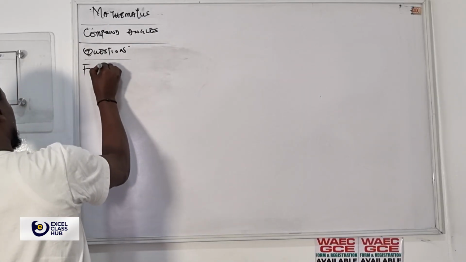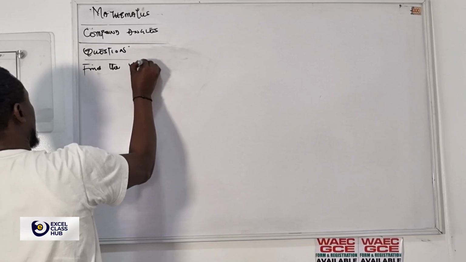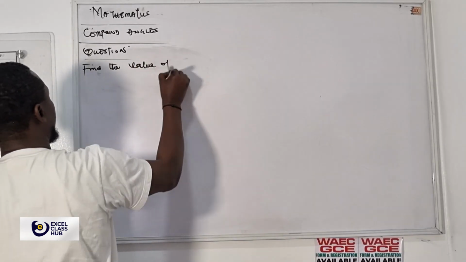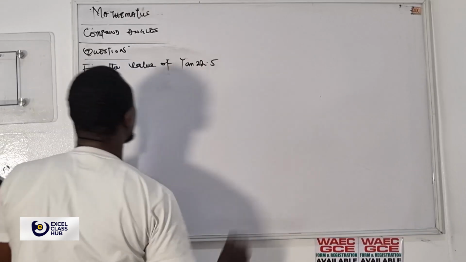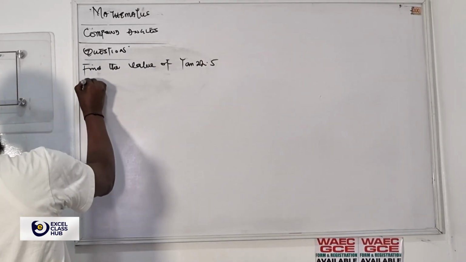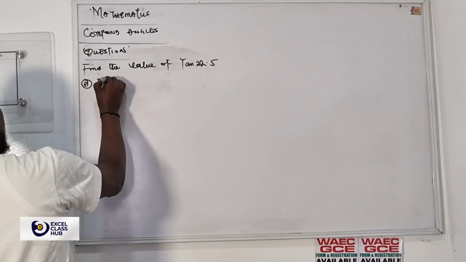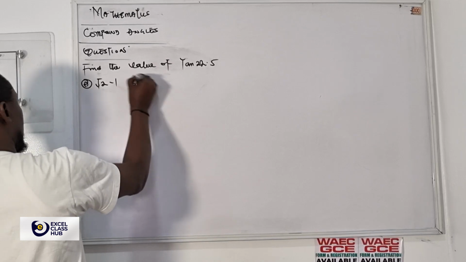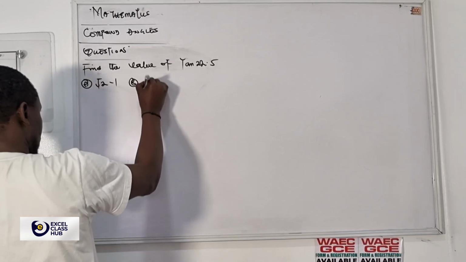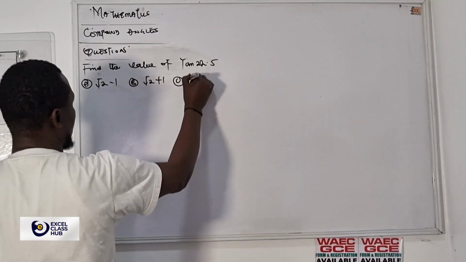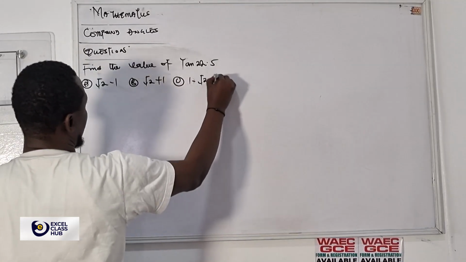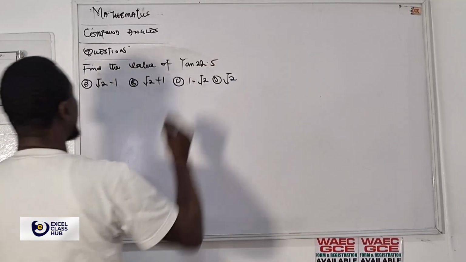Find the value of tan 22.5. Option A says root 2 minus 1. B says root 2 plus 1. C says 1 minus root 2. And D says root 2.